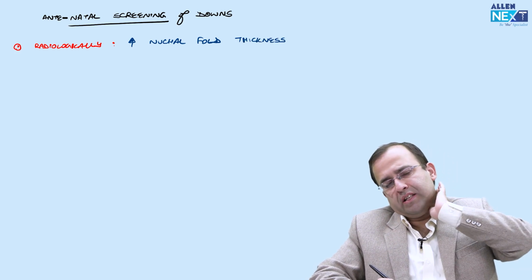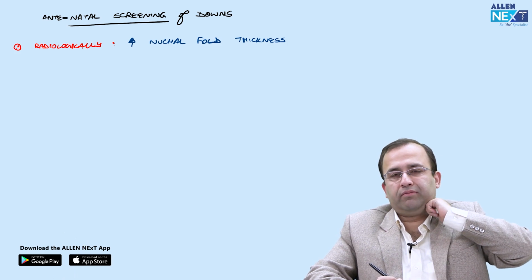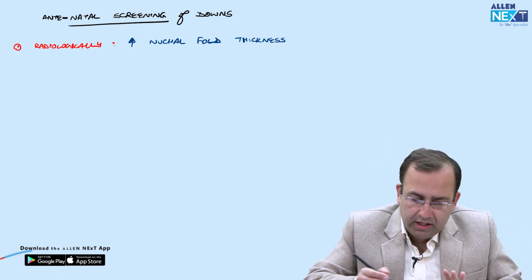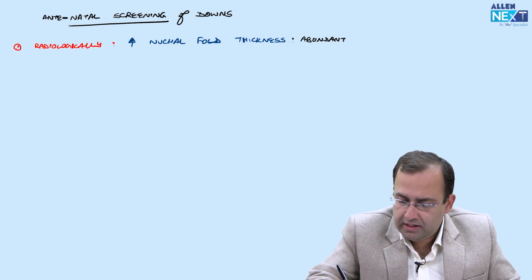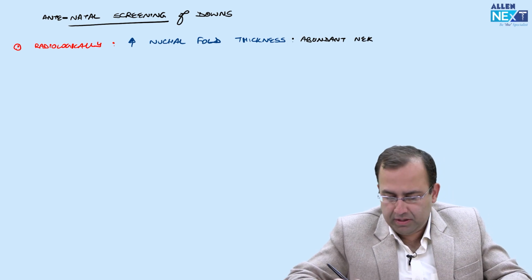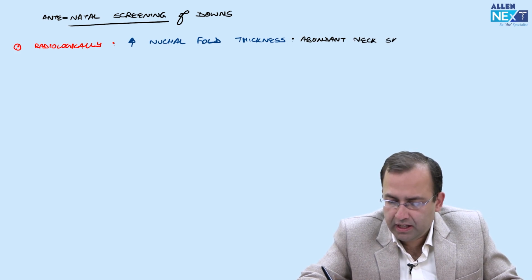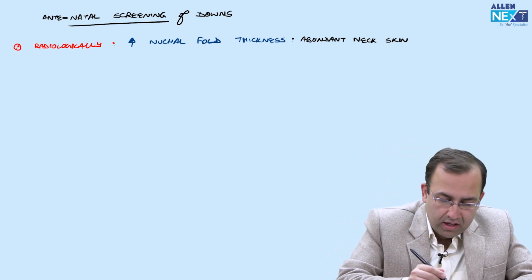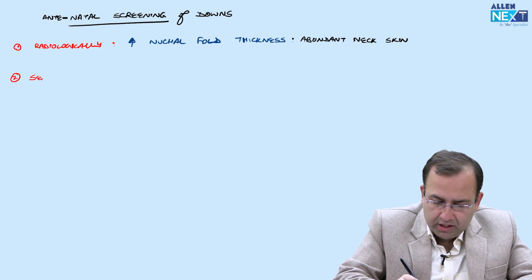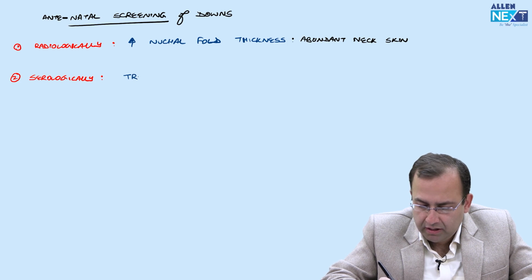What is nuchal fold? It is the space between the perivertebral space and the subcutaneous tissue of skin of the neck. In simple words, increased nuchal fold thickness means abundant neck skin. This is detected radiologically. Next, serologically, that is, we look at the presence of markers. Serologically, we do triple and quadruple screening for Downs.